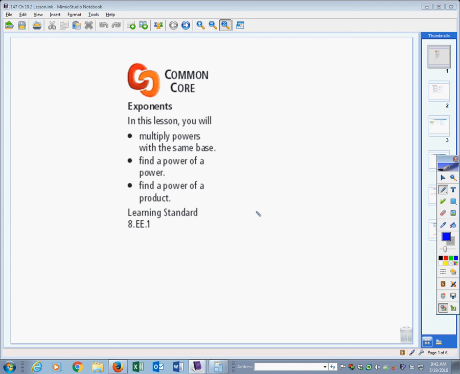Right, so we're looking at chapter 10, section 2. We're going to look at the examples today out of your book. So you should have your book open at chapter 10, section 2, example 1. Our standards are the same as yesterday. We're going to be multiplying powers with the same base. Find a power, product of a power.